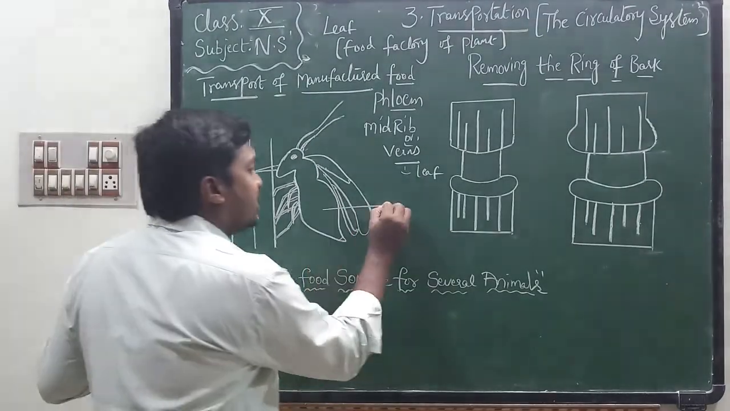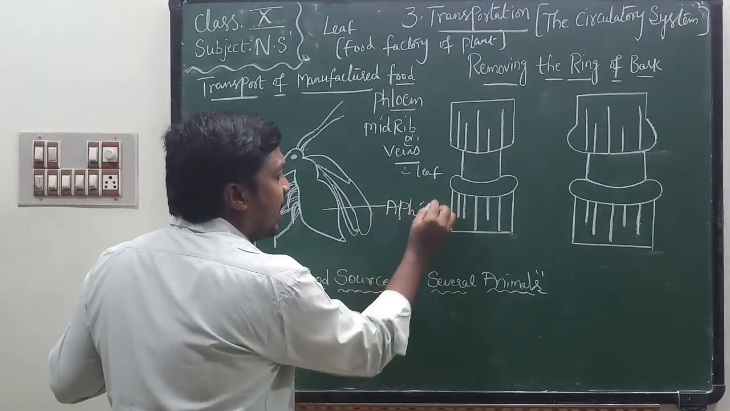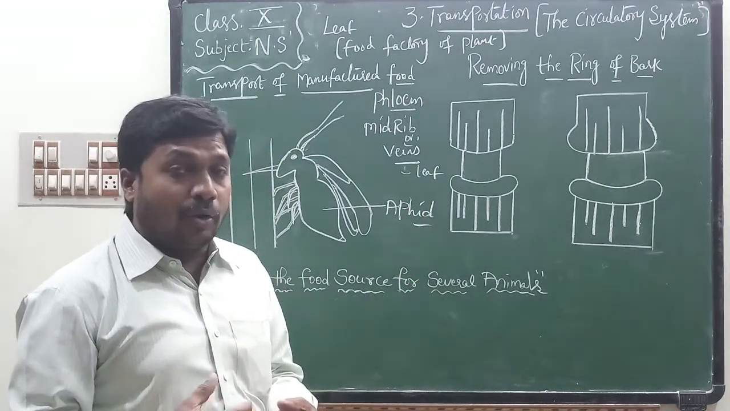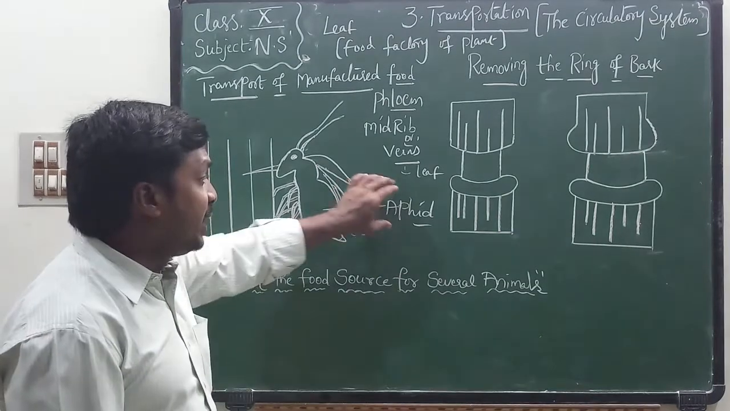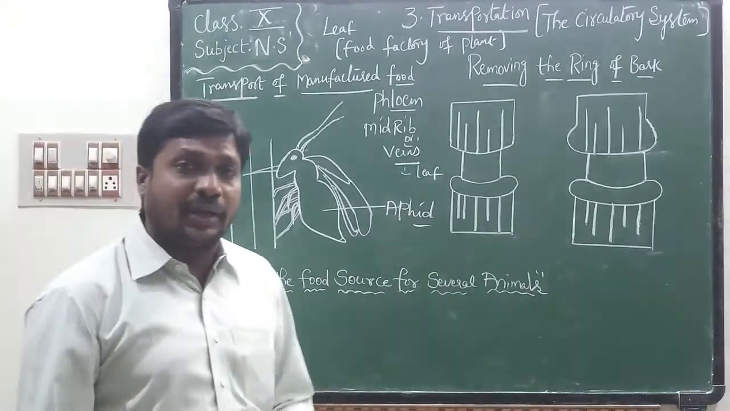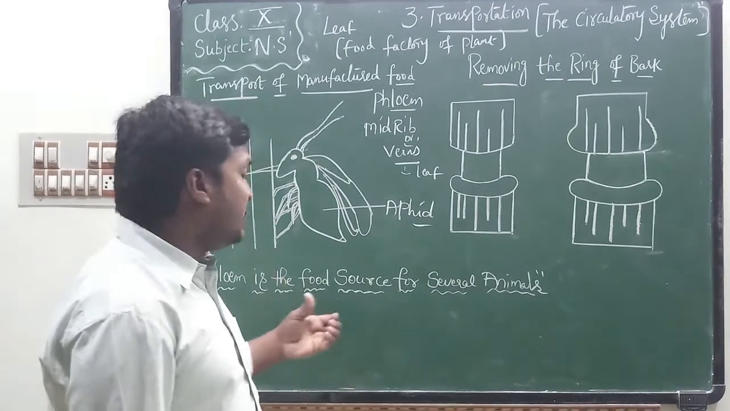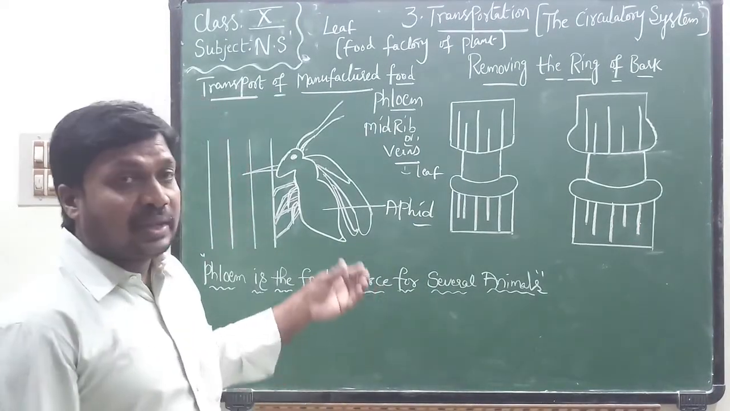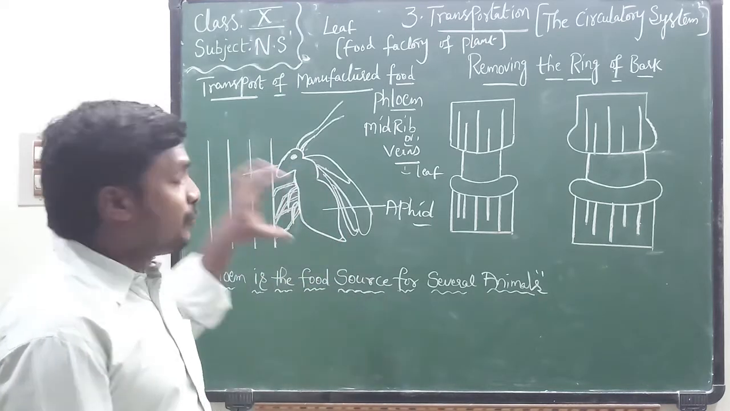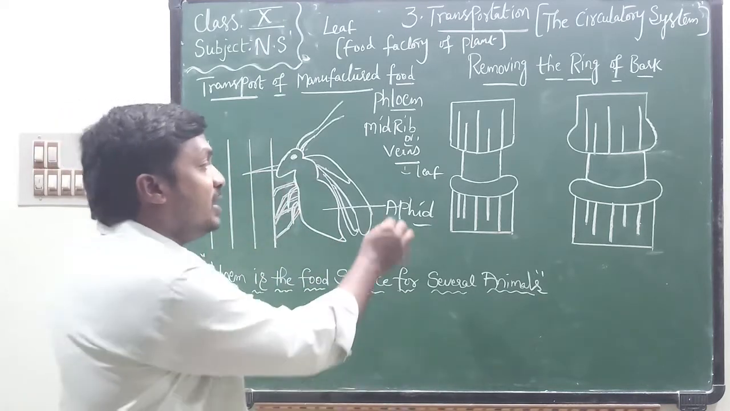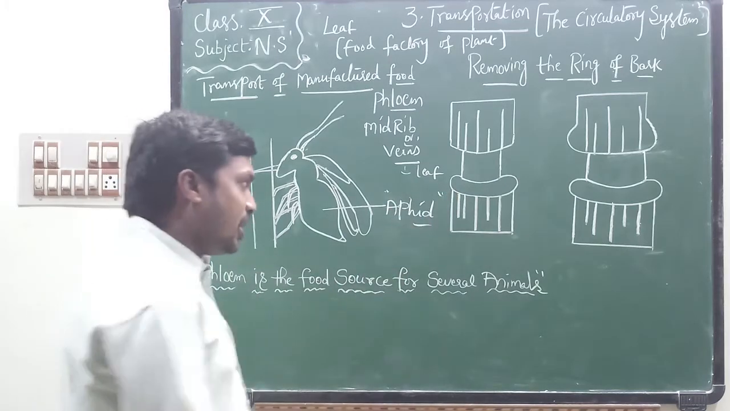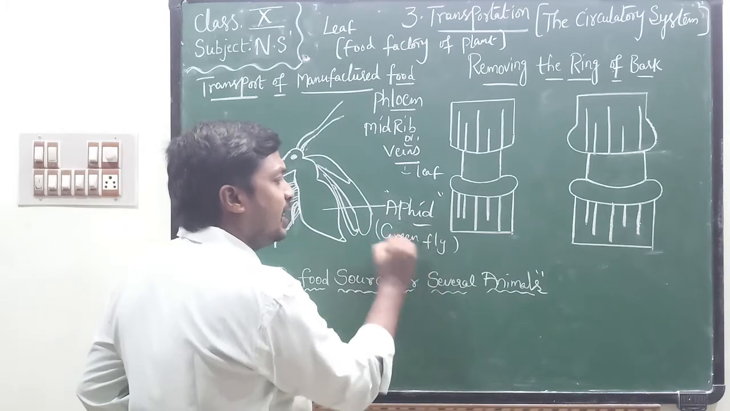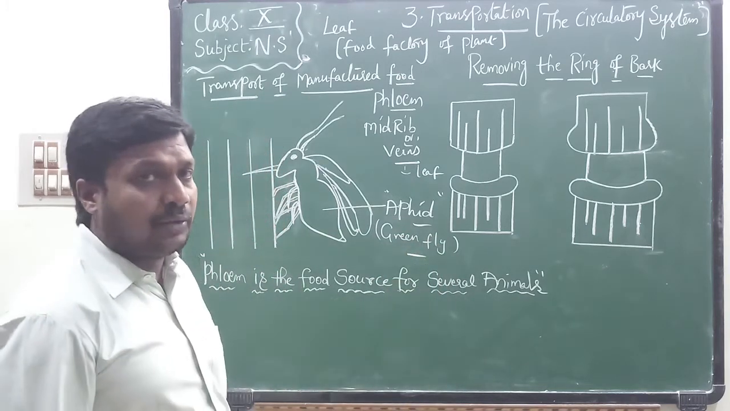Now, this is the insect known as aphid. Do you know, children? Biologists study phloem tissue with the help of an insect known as aphid. To prove the concept that phloem is the food source for several animals, biologists used the insect known as aphid. Aphid is also called green fly.